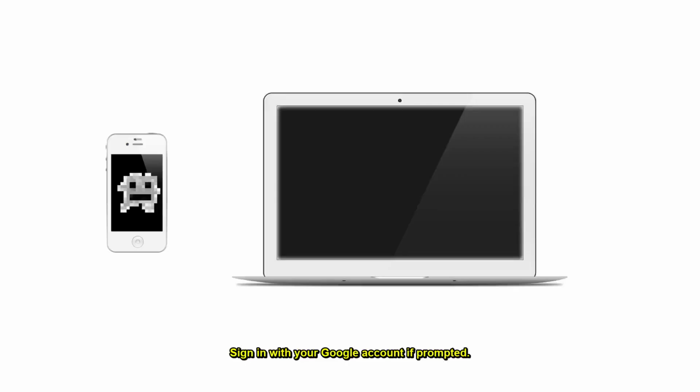Open a new tab and go to the Google Cloud Platform. Sign in with your Google account if prompted. Click on the Select a Project drop-down at the top. Choose New Project to create a new one. Name your project and click Create.